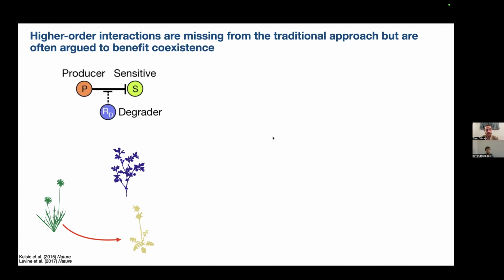So returning to our annual plant system, you might expect there to be some competitive effects from this green plant on this gold plant, but that when this green plant is also competing with this purple plant, its phenotype or its character changes in some way. Say it grows taller because it's experiencing competition for light. And that could potentially amplify its competitive effect on this gold plant. And in that setting, it's less clear exactly what these higher order interactions are going to do for coexistence.